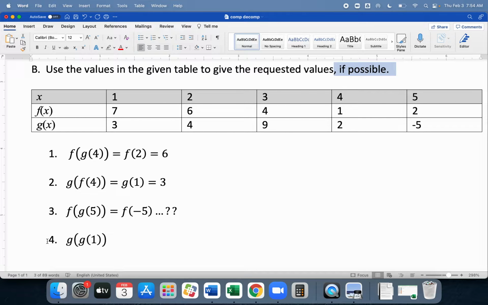What about 4? g of g of 1. That looked kind of weird. But even though it's weird, we can do the same thing. What's g of 1, the inner part? g of 1 is 3. All right, so that means the inner g of 1 is the same as the number 3. So g of 3? 9, right.